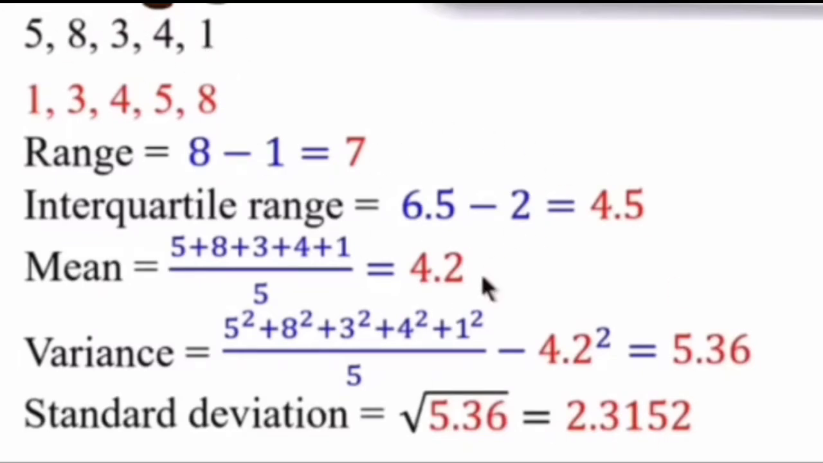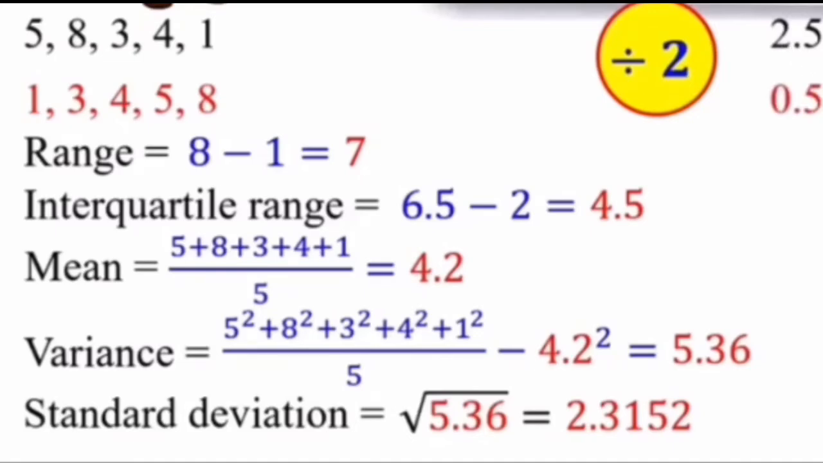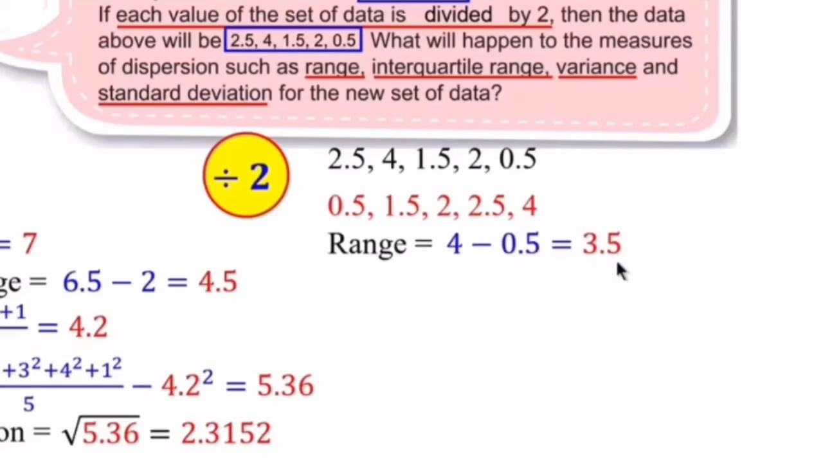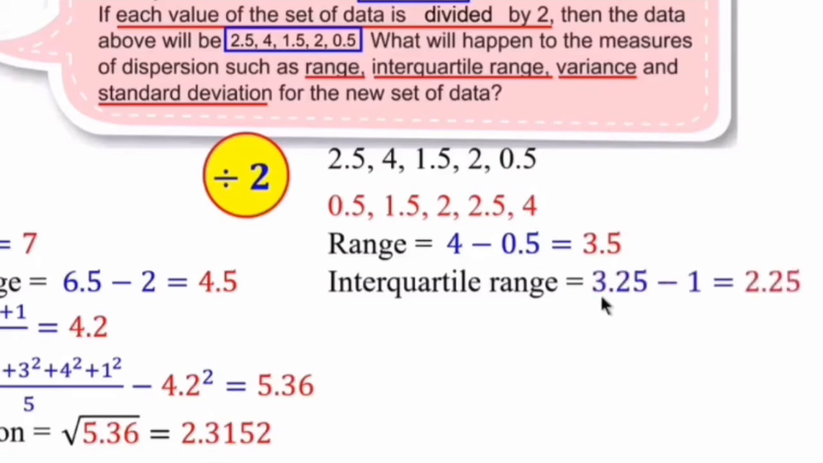These are the original data, original range, interquartile range, mean, variance, standard deviation. Now we divide the data by 2. The data now become 2.5, 4, 1.5, 2, and 0.5. Then we arrange in order. The range now is 4 minus 0.5 equal to 3.5. Interquartile range is equal to Q3 minus Q1, which is 3.25 minus 1. So the interquartile range is 2.25.